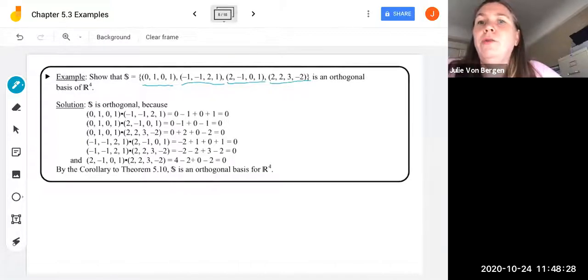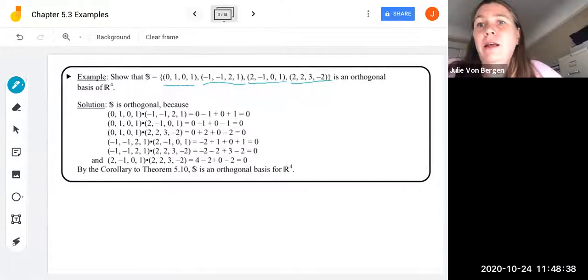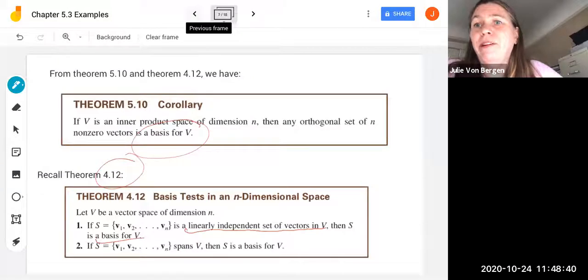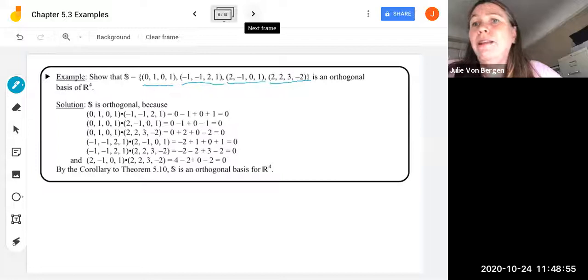All right, so we have to show here that it's orthogonal between each pair of vectors. And then if we can show that, by theorem 5.10's corollary, if we've got an inner product space, and we have R4 plus the dot product, so it's our inner product space, then any orthogonal set of n non-zero vectors is going to be a basis. So if we can show that these are all orthogonal to one another, then we get a basis out.